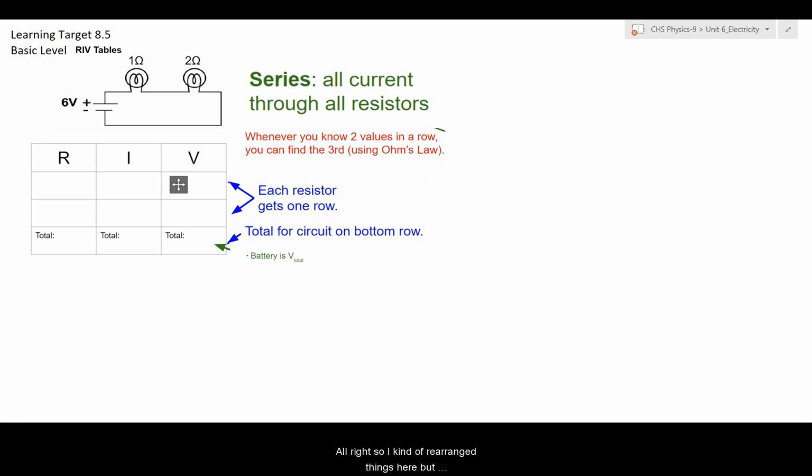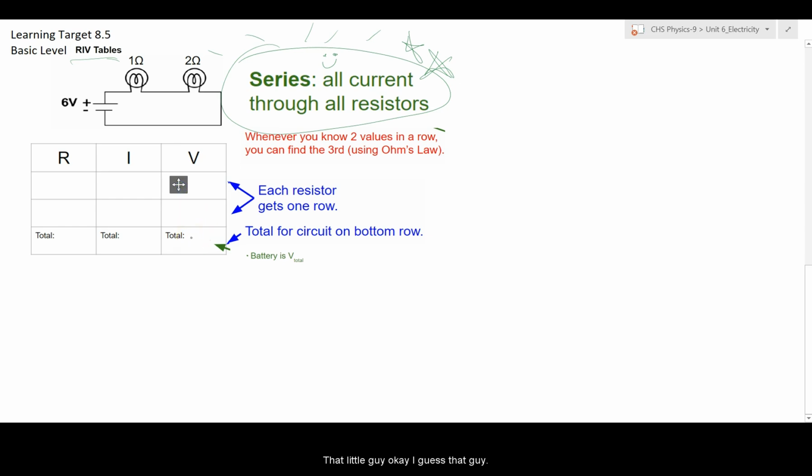Alright, so I rearranged things here, but everything that needs to be here is still on the screen. Just as a reminder, we're doing 8.5 basic level, and we're doing RIV tables. One thing you should absolutely write down, if you have not yet, is this one right here. Highlight it, circle it, put stars around it, put little fireworks coming out of it, a little smiley face next to it, because that is one thing you're going to need on your quiz.